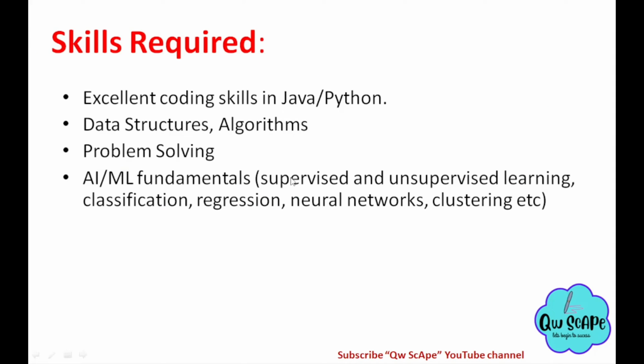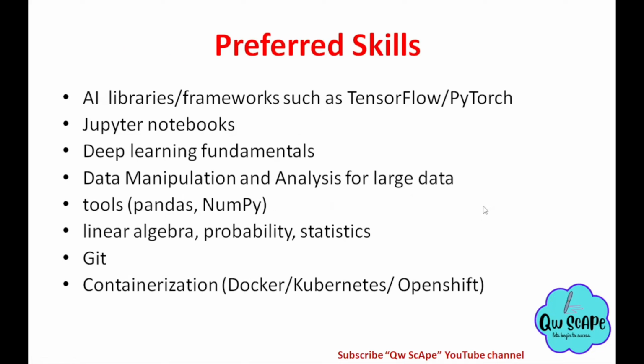Now coming to skills required, you should be good in Java or Python, any one language, and you should also know data structures, algorithms, problem solving, and AI ML fundamentals like supervised and unsupervised learning, classification, regression, neural networks and clustering algorithms. Coming to preferred skills, these are not necessary, but if you know these skills, it is a plus point for you for this internship.